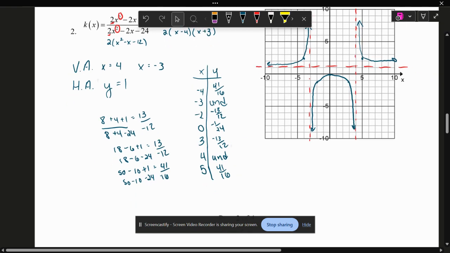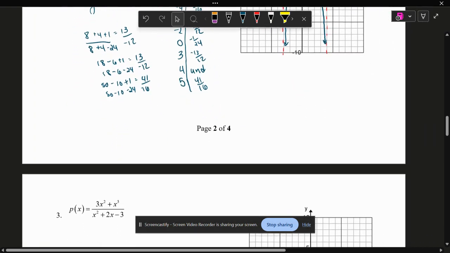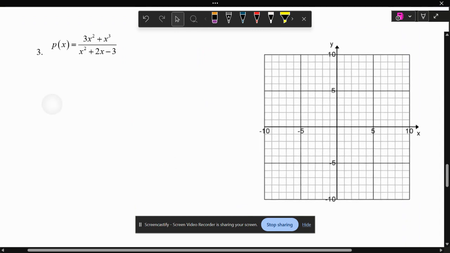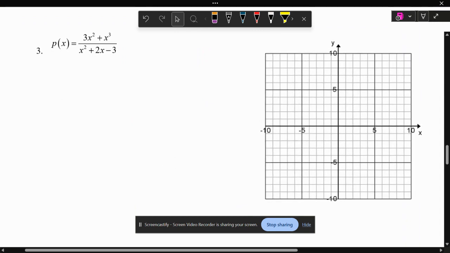Can we try one with a slant asymptote? And then we'll be done pretty much for the day. Let's take a look at example number 3. I'll lead you through a slant asymptote, and then I'll hand out your homework assignment. You've got 3 problems tonight for homework.